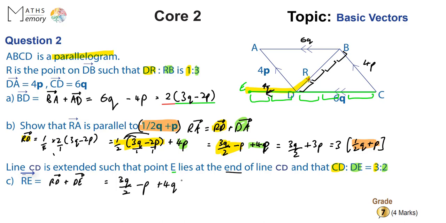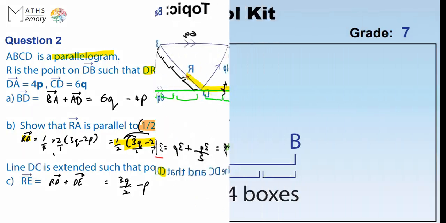Let's add all like for like terms together. So we have now 1.5 plus 4, which is 5.5, or 11 over 2. There we go. 11 over 2 Q, and this will be minus P. So that will be a final answer for this question. But make sure you understand how to extend lines and create a vector from that. So there we go. These are your answers for this question.